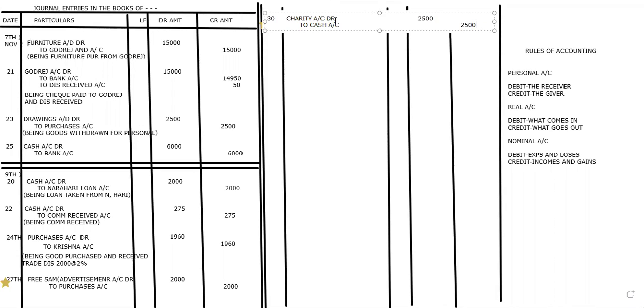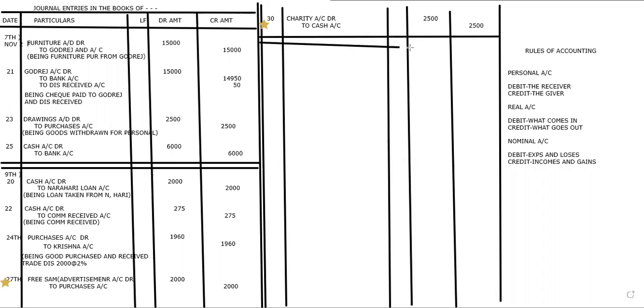So this is about this thing, and that's it for this problem. Now next one is the 10th problem. Important points I'm going to tell. In this 10th one, commenced the business with cash. Yeah, this is important.